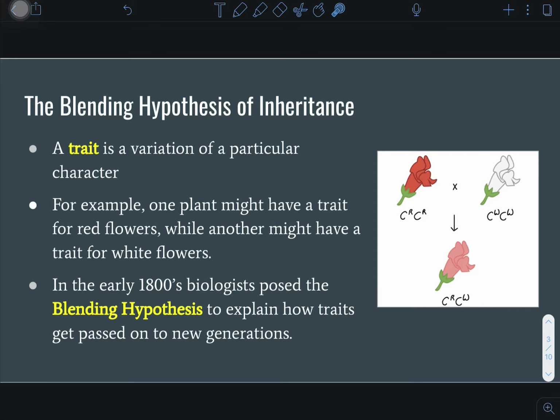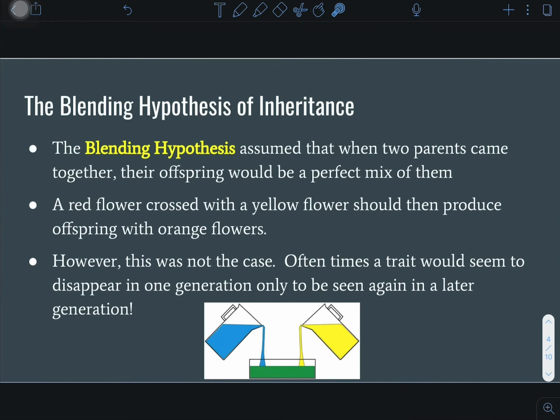In the early 1800s, biologists posed the blending hypothesis to explain how these traits get passed on to new generations. So it works in some cases, but it doesn't always work. The blending hypothesis assumed that when two parents came together, their offspring would be a perfect mix of them. A perfect mix. That means you are perfectly a mix between your mom and your dad, and you don't look more like your mom than your dad. Again, not true to this day, but this is important in the process of how we got to where we are today.